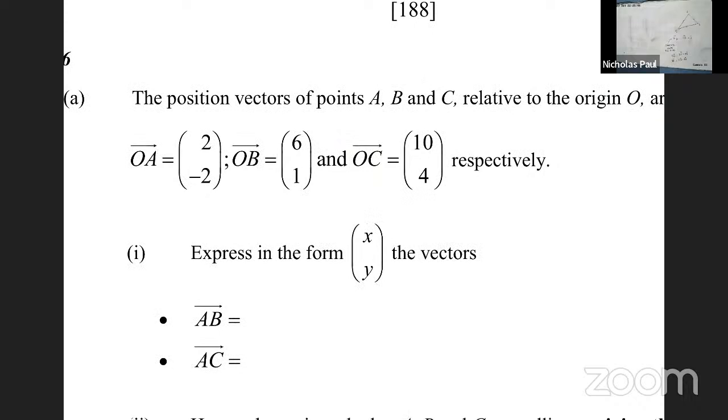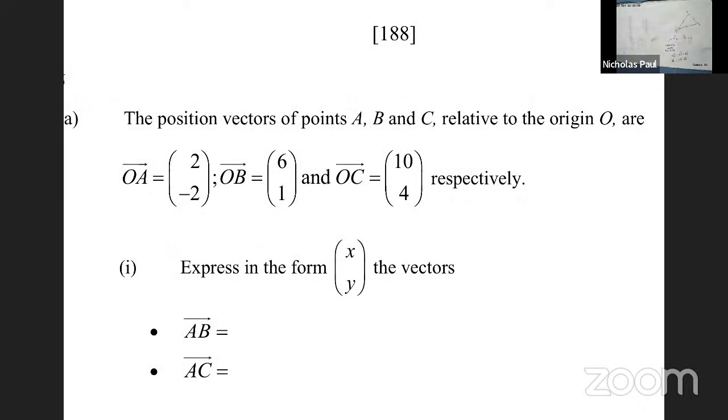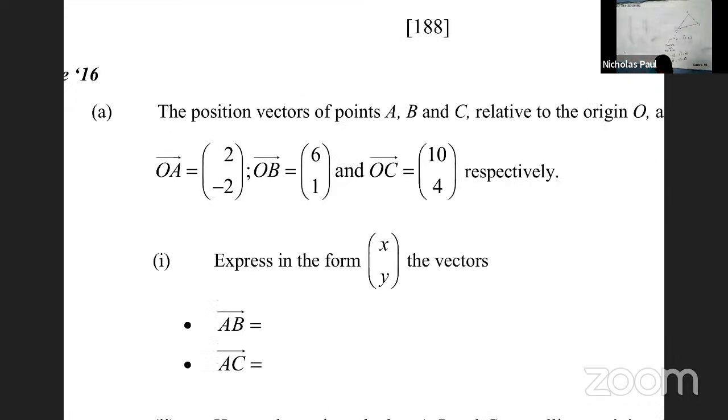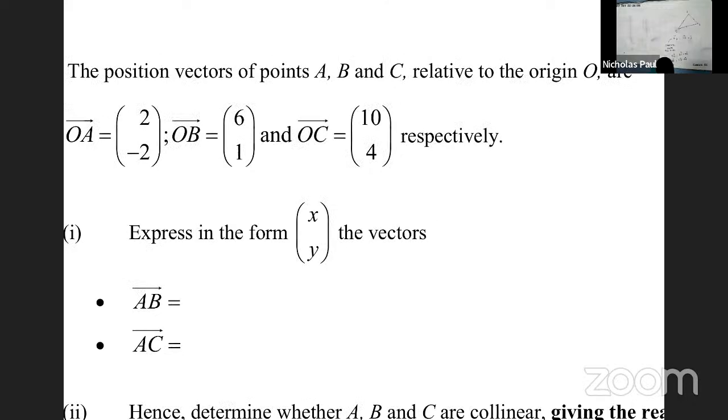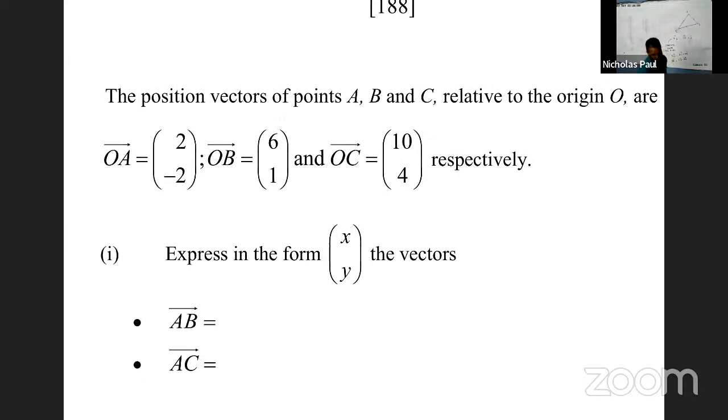Try this here. This one doesn't have a diagram, so you will have to put in your own diagram. Try that first. This is June 2016. Ignore the collinear part, we'll do that next time. Collinear will take a little while. Try that, please.